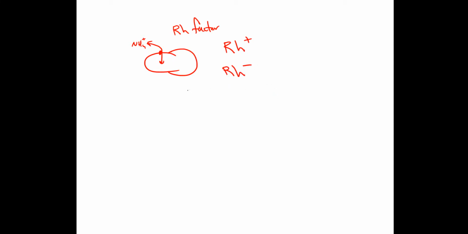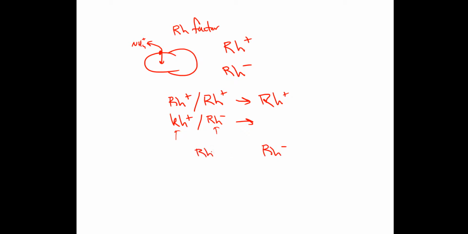All right. So for example, if your mother gave you an Rh positive and your dad gave you an Rh positive, you would say you are Rh positive. If your mom gave you Rh positive and your dad gave you Rh negative, if he didn't give you one, you're still positive, right? Because mom gave you one. The only time you could be Rh negative is if both mom and dad gave you Rh negative.